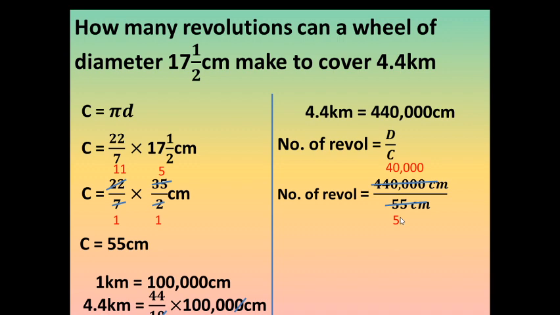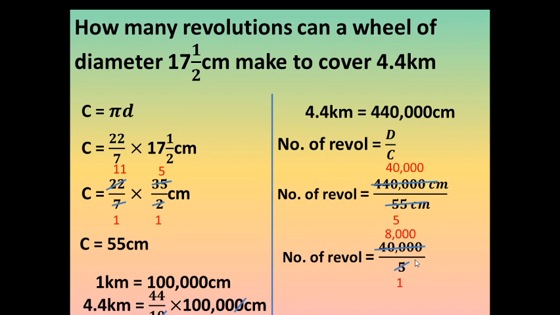When we divide by 5 here, we have now 40,000 out of 5. So 40,000 divided by 5: 5 into 5 gives our 1, then 40,000 divided by 5, our answer is 8,000.